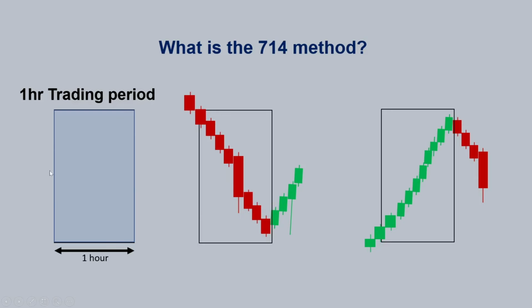So within this 1 hour time period, if we are in a downtrend, our expectation is that the trend will change into an uptrend after this 1 hour time period elapses. Or if we're in an uptrend, it changes into a downtrend after the period elapses. So that's just a simple way to explain what the 714 method is about.